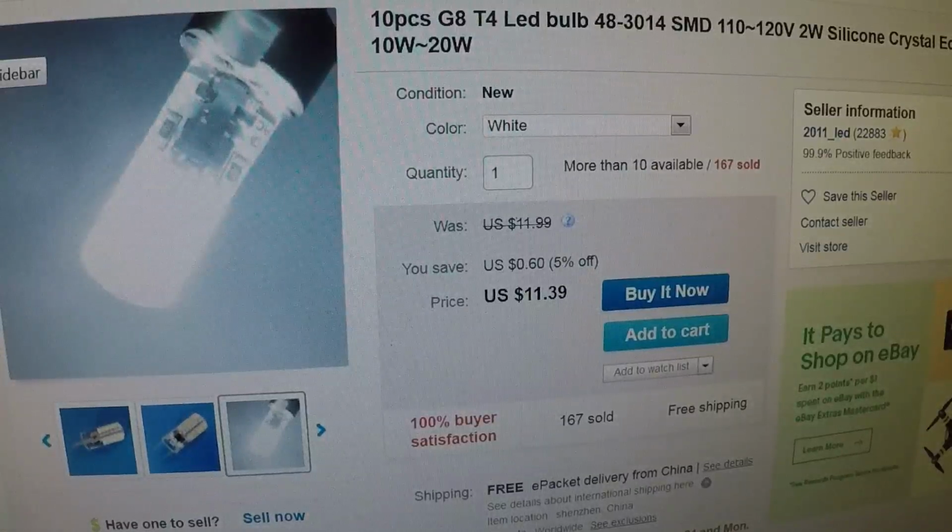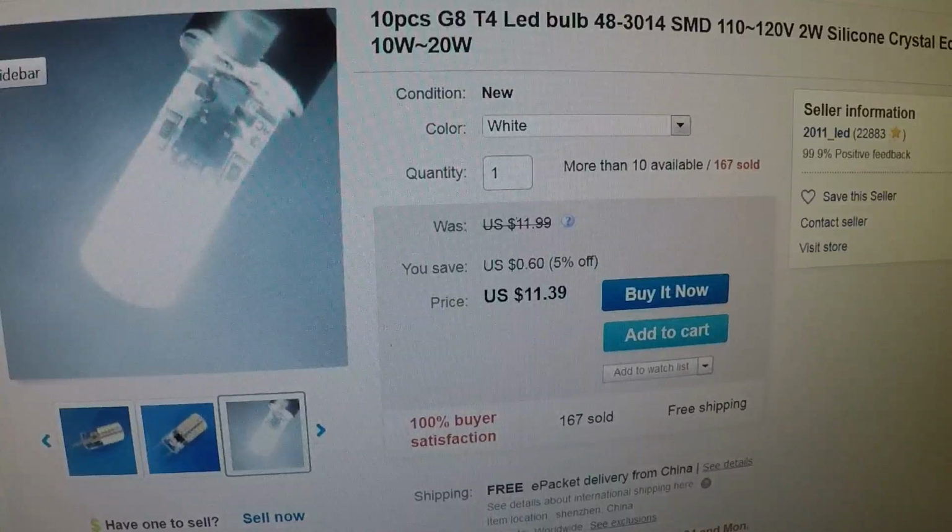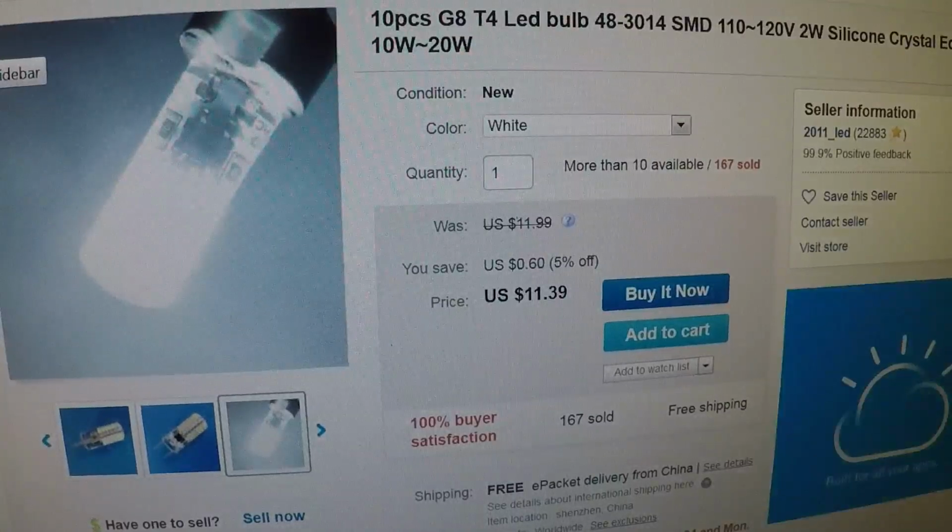But 10 pieces. They're G8 T4. I'm sorry, they were not T10. I don't know where I got T10 from. I thought that's what they were, but nope, they are T4 LED bulbs. Silicone crystal equivalent. The silicone is the cover over them to make them look like a bulb. But those are actually pretty impressive lights.